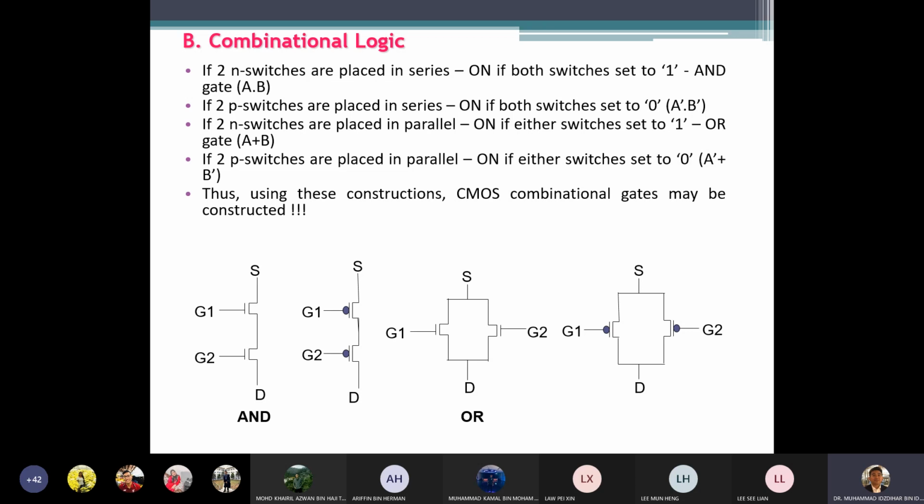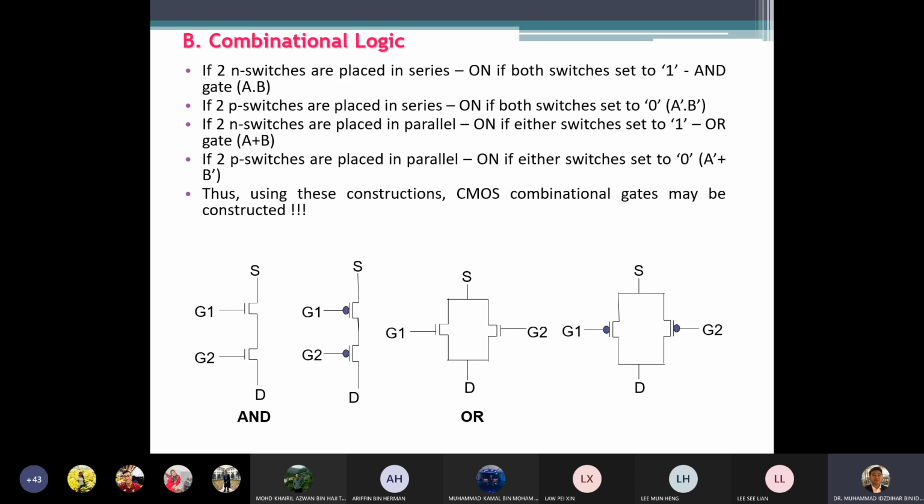Alright, next is two P switches placed in parallel. When we have two P switches connected in parallel, in order to make it on, either of the switches must be set to low. So this is also an OR gate, but in this case, since it is a PMOS, you must have a bar. A apostrophe is equivalent to A bar, and B apostrophe is equivalent to B bar because of the P channel.